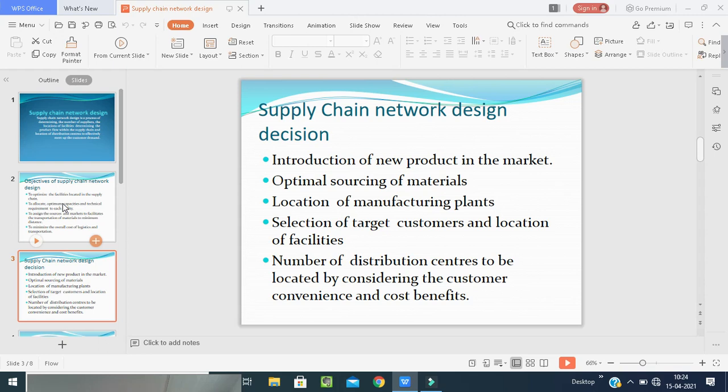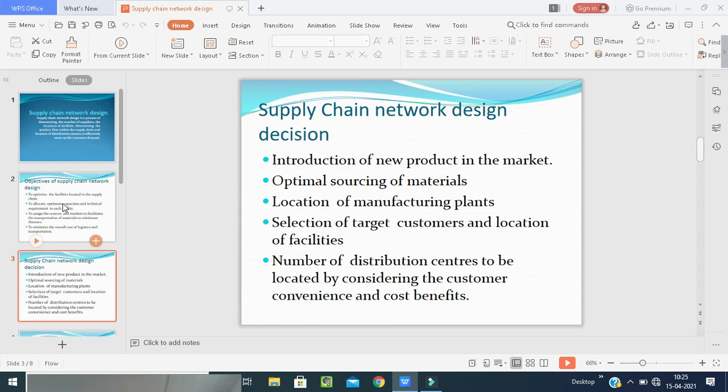Once we know about the objectives, now we are going to learn about the decisions, how the decisions have to be taken in the supply chain. It depends on the new product or the old product. It is going to be the optimal sourcing of materials, that means supply of the raw materials or the goods, and the location of the manufacturing unit, that means from our warehouse to the manufacturing unit, how much the distance is, and selecting the target customers and location of facilities, targeting the customers and their requirements, demands or needs.